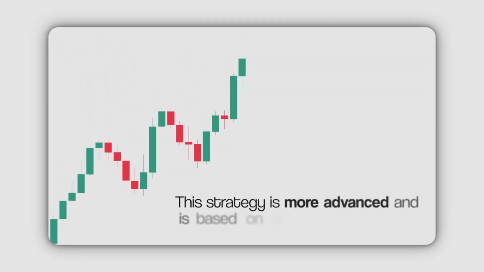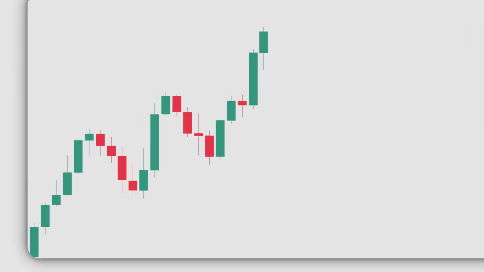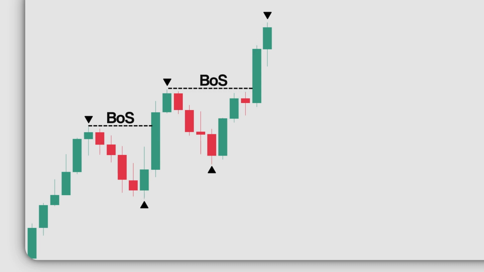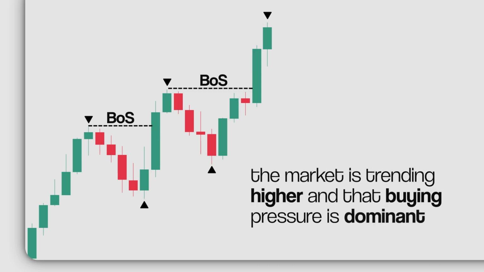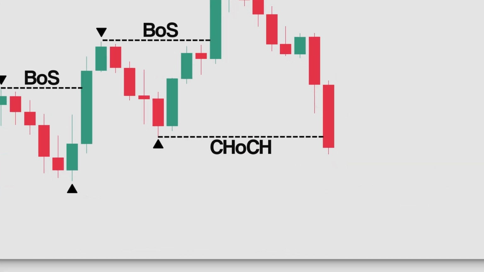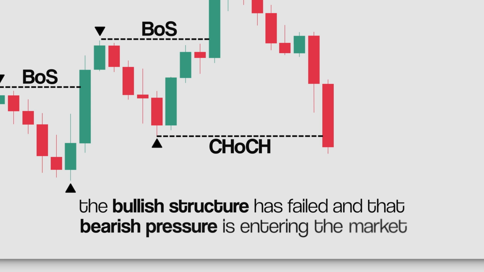This strategy is more advanced and is based on a market structure shift. On this chart, we initially observe a bullish market structure with consecutive bullish breaks of structure. This tells us that the market is trending higher and that buying pressure is dominant. At some point, the structure changes. We see a change of character as price moves below the previous major low. This signals that the bullish structure has failed and that bearish pressure is entering the market.